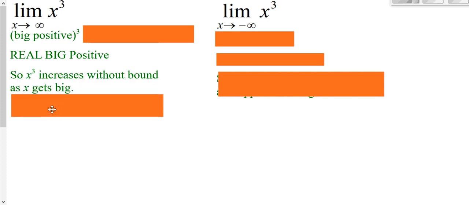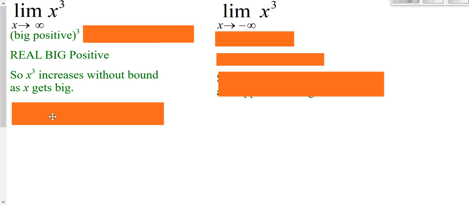So here we're still looking at our limit as x approaches infinity. So we really have something really big, and we'd be cubing it. If you have a big positive and you're cubing it, it's really, really big and still positive, because a positive cubed is a positive. In other words, as you go far to your right on your graph, your function would continue to increase without bound. It would continue to go up towards infinity.